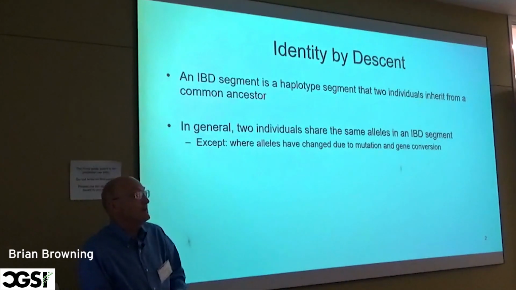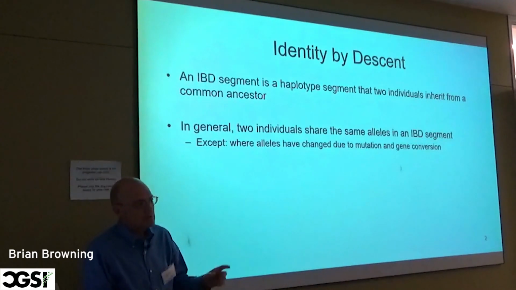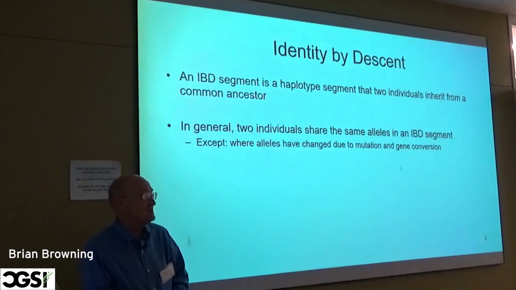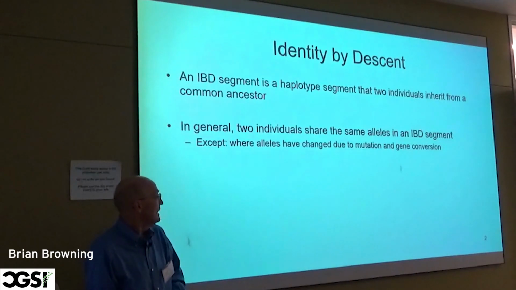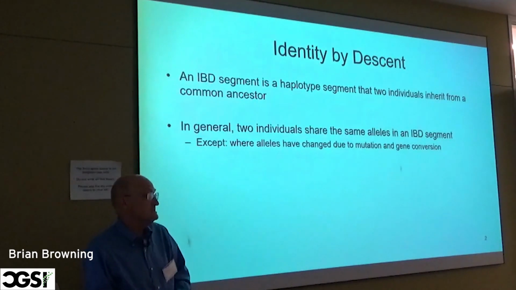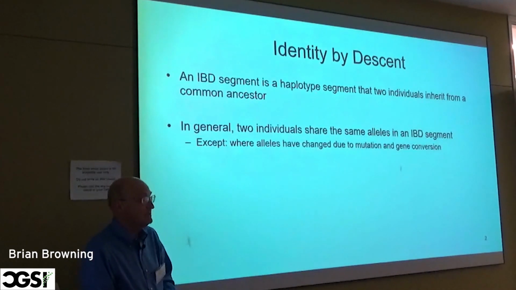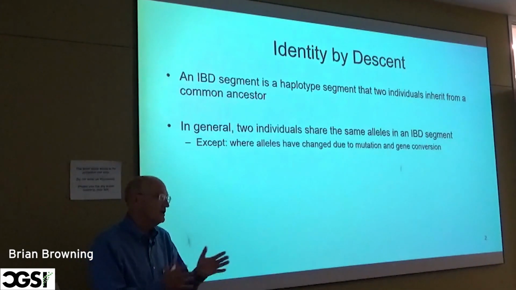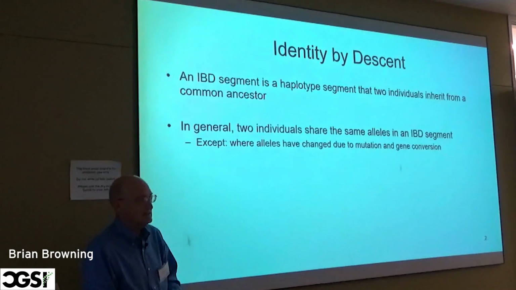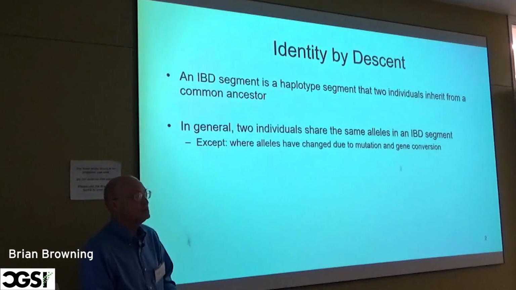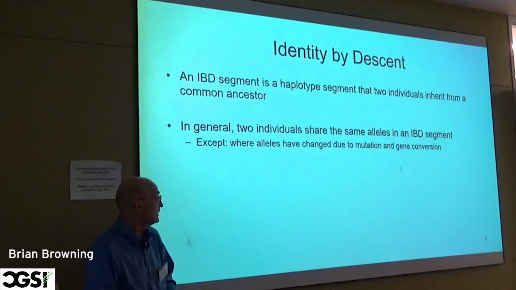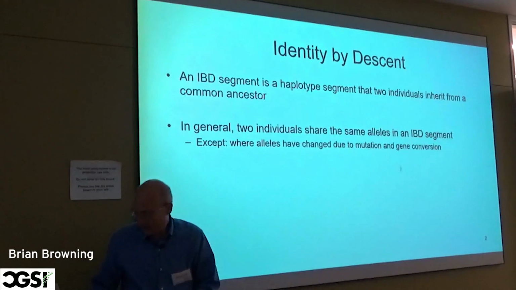So an identity by descent segment is just a segment of DNA that two individuals have inherited from a common ancestor, typically a recent common ancestor. In general, because it's inherited from an ancestor, you expect the two individuals to carry the same sequence of alleles. I mean, there can be mutation and gene conversion since the common ancestor, but that's the exception. Most alleles will be the same, and that's the most straightforward way of trying to identify identity by descent segments: the long sequence of alleles shared.